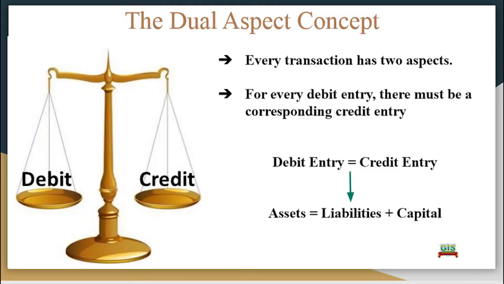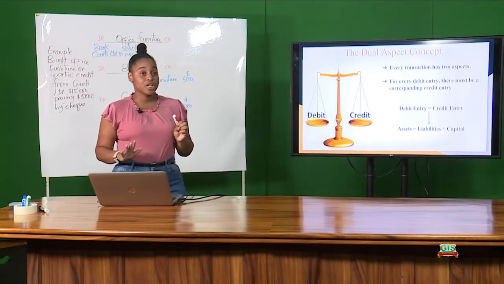Okay. And by staying true to the double entry system of accounting, we can stick to the accounting equation, assets equals liabilities plus capital. That is how we know that we have stuck to the basic accounting equation that will haunt you throughout your accounting career. So understanding double entry is very important.